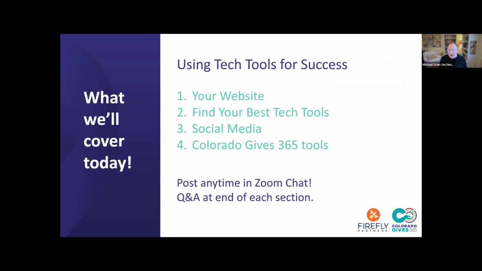So many of you are, of course, already using the Colorado Gives 365 tools. I've been doing so for a year or so, using them with your campaigns. We wanted to expand the topic a little bit. As you can see here on the screen, we're going to start off by talking about your websites. We're also going to explore a couple of other tech tools that are available to you in the wider universe of technology, campaigning, marketing, communications, etc. We'll round that off with a short discussion about social media, and then we'll end to round it off with the Colorado Gives 365 tools themselves.